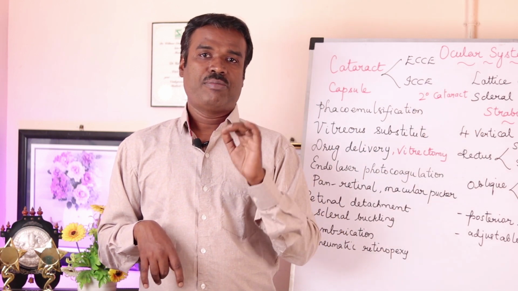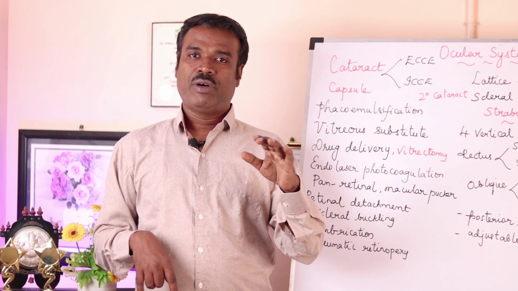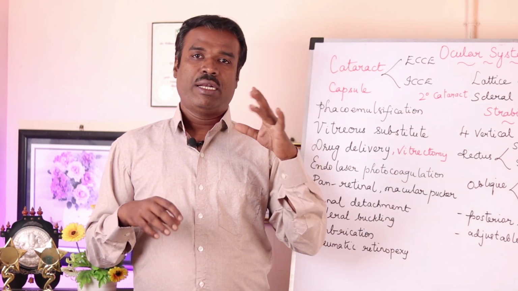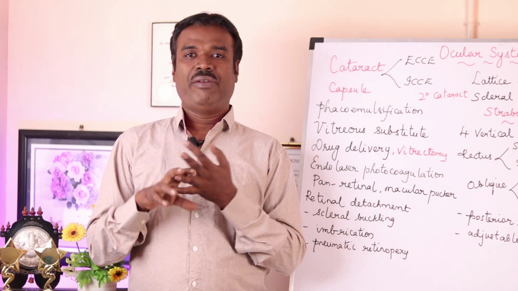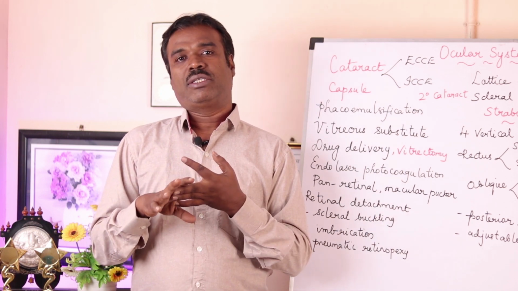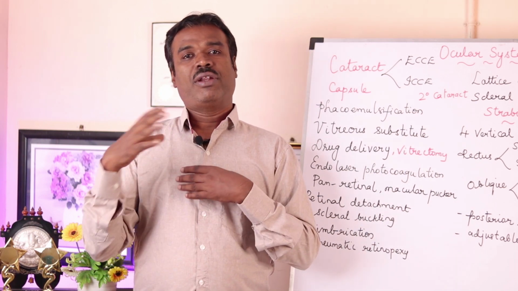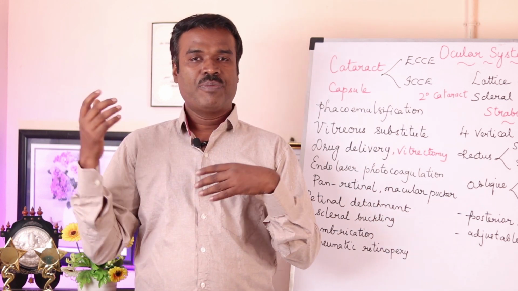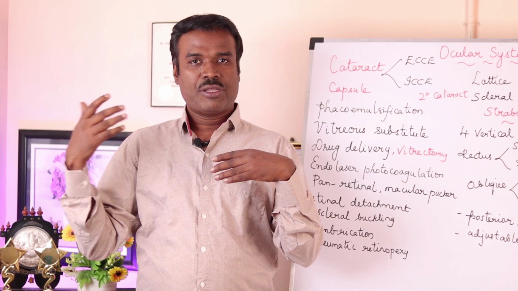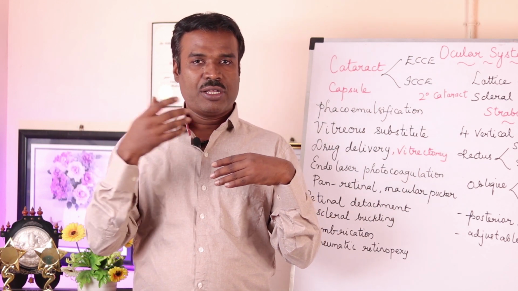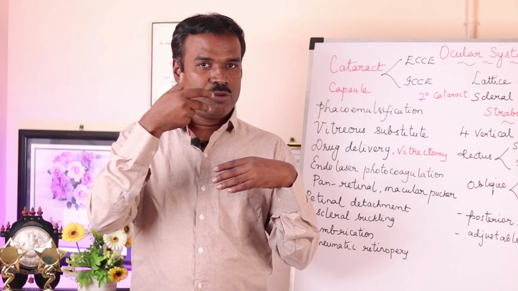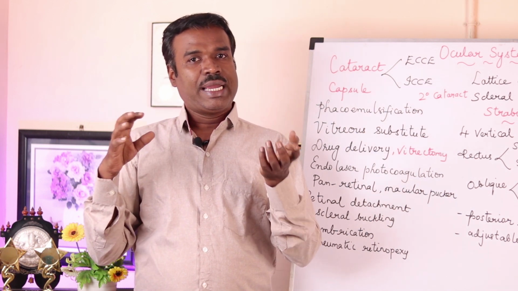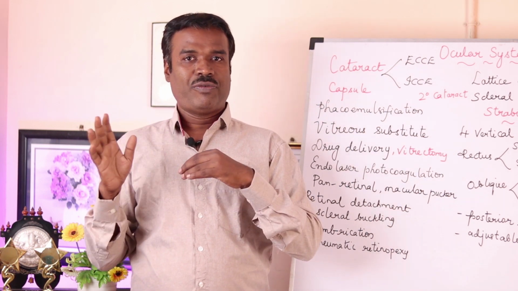Now you should be knowing about the extraocular muscles, right? We have 6 muscles: 4 vertical and 2 horizontal. The 4 vertical are the superior oblique, the inferior oblique, the superior rectus and the inferior rectus. Whereas the horizontal muscles are the medial rectus and lateral rectus. As the name implies, the medial rectus helps in the inward movement of the eyeball. The lateral rectus helps in the lateral movement of the eyeball.